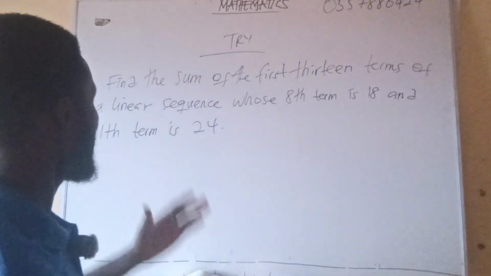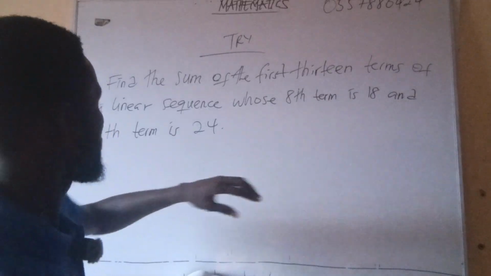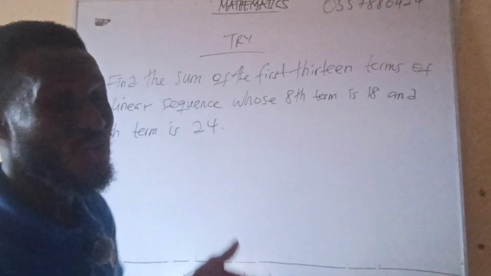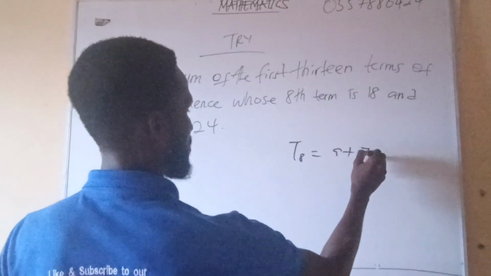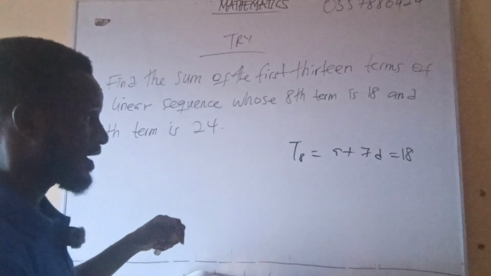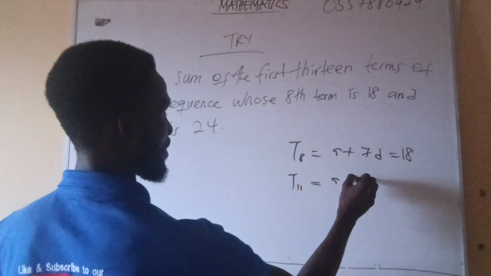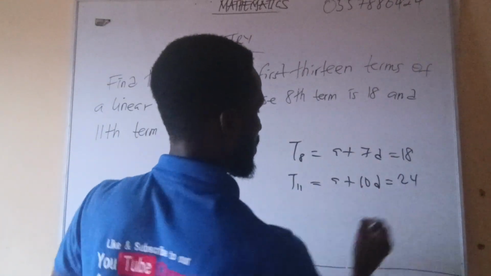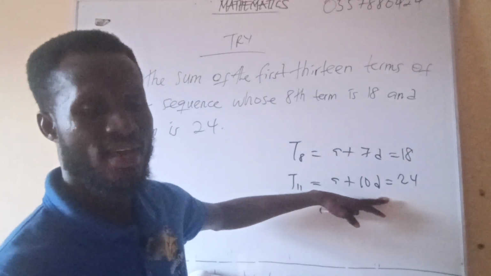Now at this point, you are going to find the sum of the 13 terms, and the 8th term is given as 18. Don't forget that the 8th term is T8, which is a plus what? 7d. This is given as 18. And the 11th term, T11, which is a plus what? 10d, is given as 24. So what you have to do is solve these two simultaneously to get your first term and common difference.